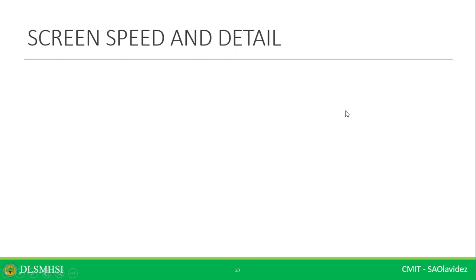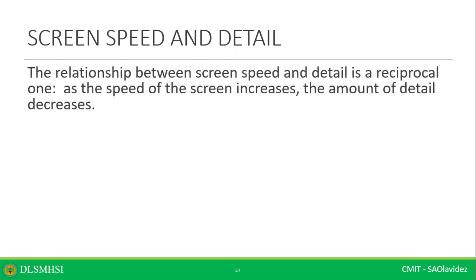Now let us discuss more about the screen speed and its relationship to detail. The relationship between screen speed and detail is a reciprocal one. As the speed of the intensifying screen increases, the amount of detail decreases. There are several factors affecting speed. Some also affect detail, but not all.